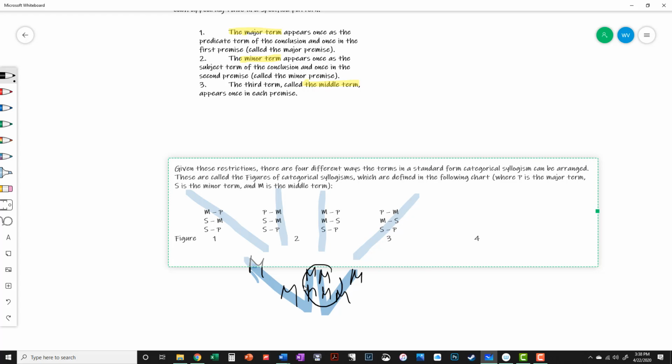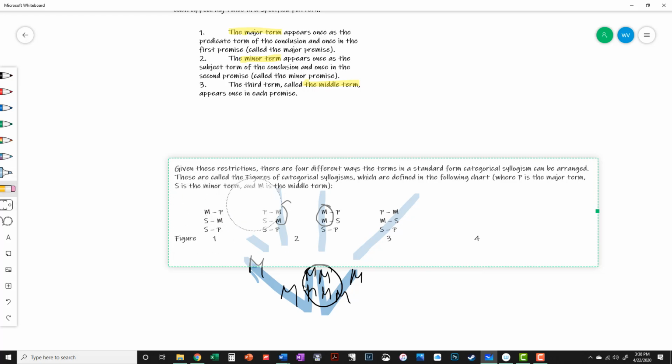The tricky bit is to remember this, that in the second figure and the third figure, we're talking about the middle terms sort of being jammed up against each other. So that means that in the second figure, the middle terms are in the predicate place, and in the third figure, they're in the subject place.